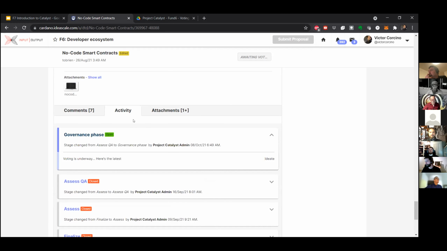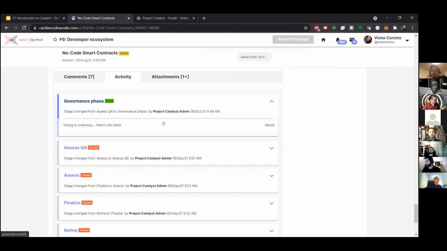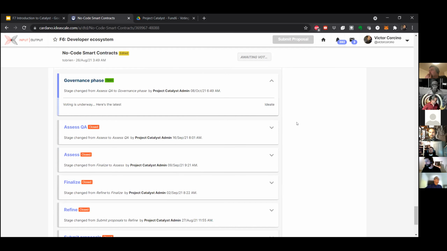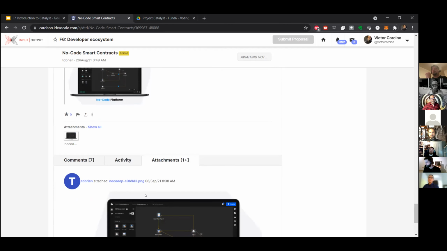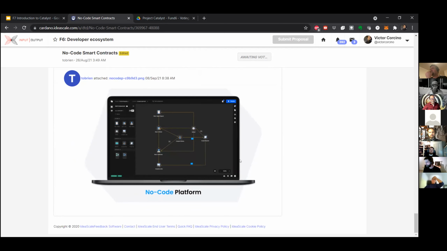In this activity tab, you can see where this proposal is in the Catalyst cycle, which is actually now in the governance phase. We've been already through the voting phase, and now we are distributing the rewards, so it's still in governance phase. And there's this other tab here for attachments. In this case, it only added one picture here.